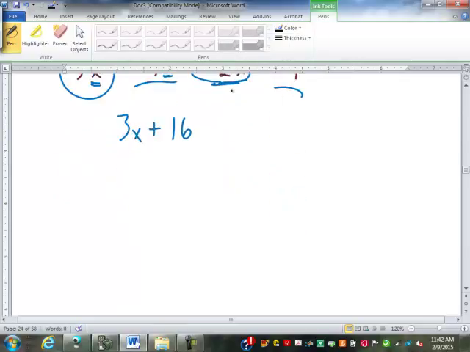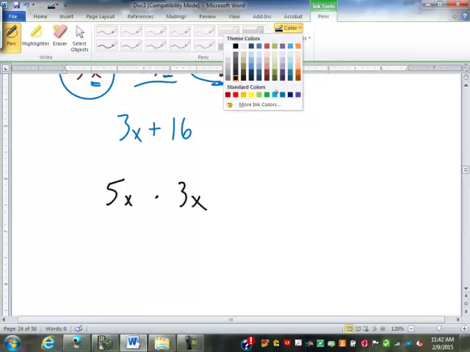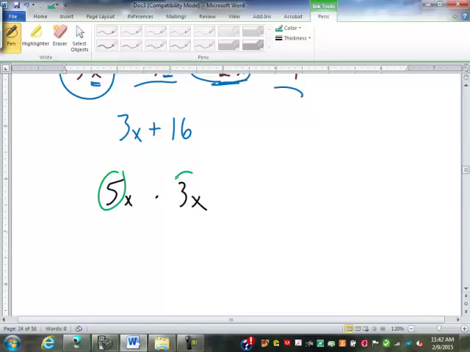If we were multiplying 5x times 3x, we would combine the counts. 5 times 3, we're multiplying this time, so we combine it with multiplication. So 5 times 3 is 15. But when we multiply or divide, we also combine the names. So x times x is x squared.